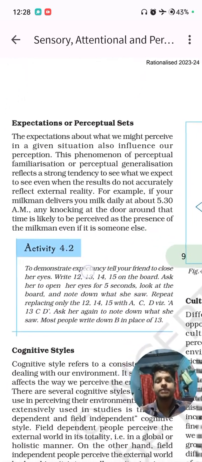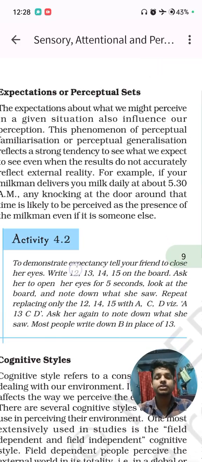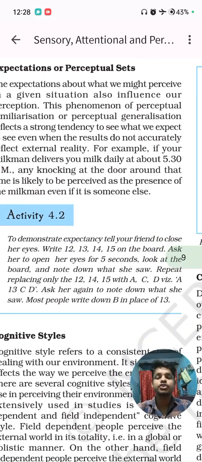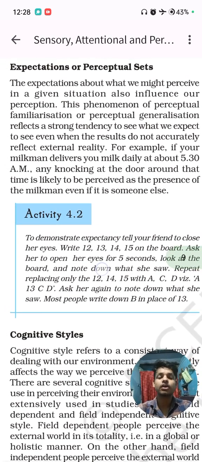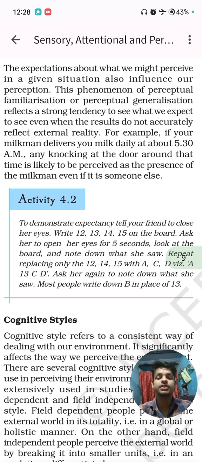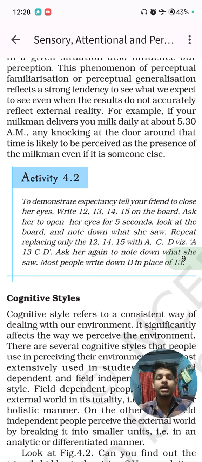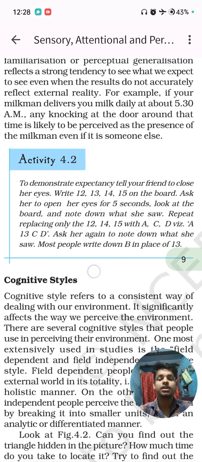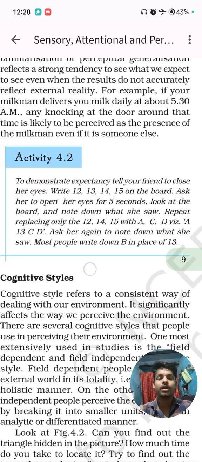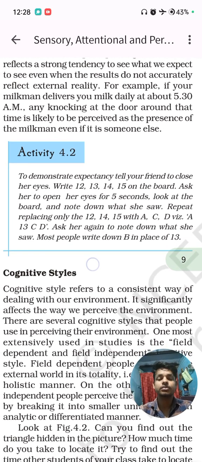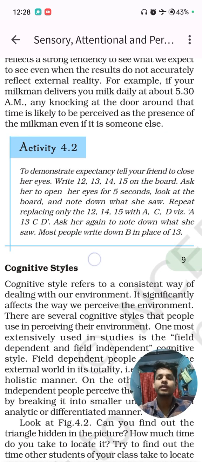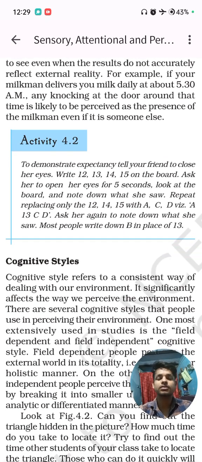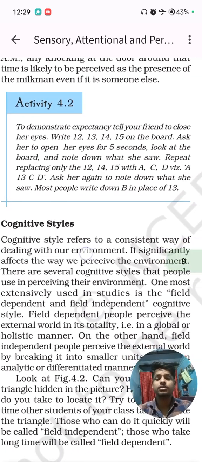Expectation, or perceptual set: the experience and the expectation about what we might perceive in a given stimulus also influence our perception. This phenomenon, called perceptual familiarization or perceptual generalization, reflects a strong tendency to see what we expect to see, even when our perception does not accurately reflect external reality. For example, if a milkman delivers you milk at 5:13 a.m., any knocking at the door at that time is likely to be perceived as the presence of the milkman, even if it is someone else. Activity 4.2 to demonstrate expectancy.